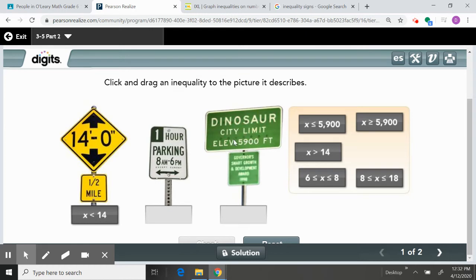Dinosaur city limit. So I was going to go into the city of dinosaurs. The city limit is 5,900 feet, so the highest it could be is 5,900 feet. If it's highest, can it be less than 5,900 feet? Yeah. Could it be equal to 5,900 feet? Yeah, because it says the limit is 5,900 feet. But could it be greater than 5,900 feet? No. So this would have to be my choice because the limit is 5,900. It would have to be less than or equal to 5,900.